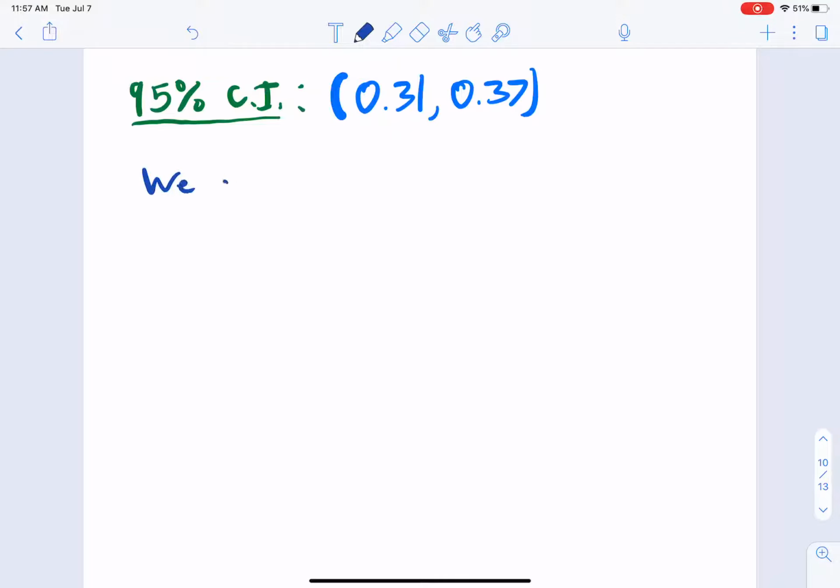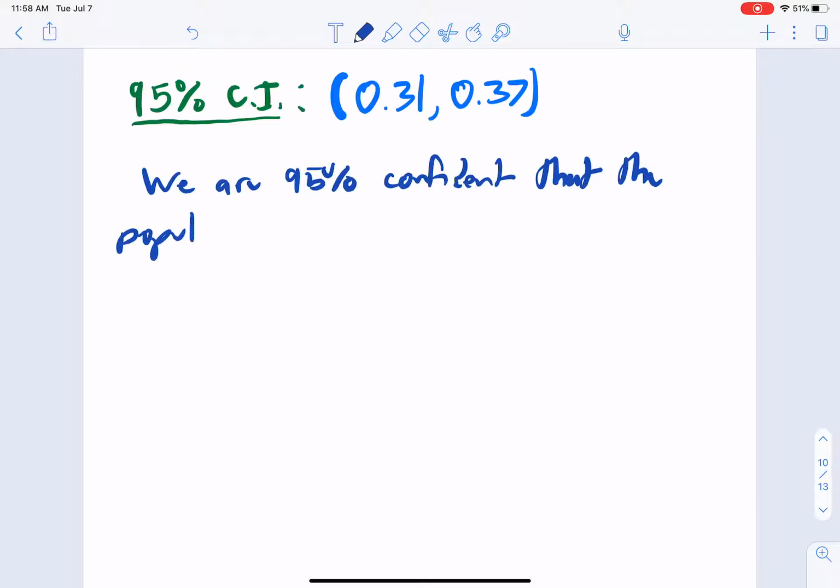We are 95% confident that the true population proportion, I'll just call it P, of brown thrashers in northeastern Wyoming. We have to be very specific with this.